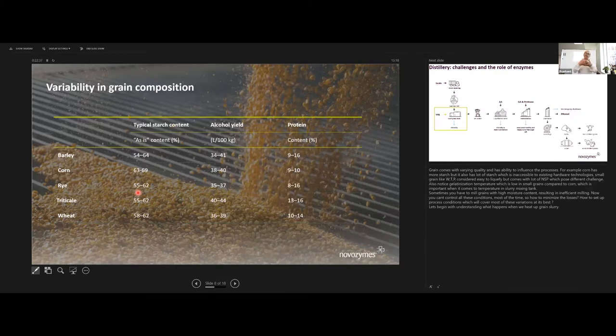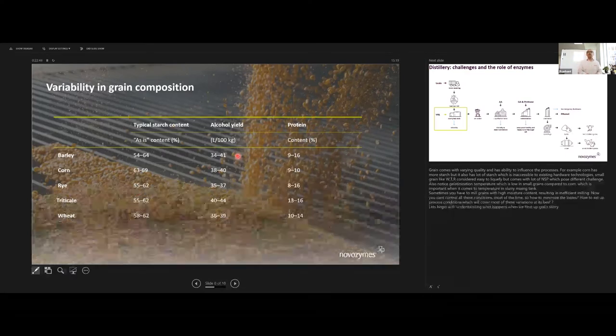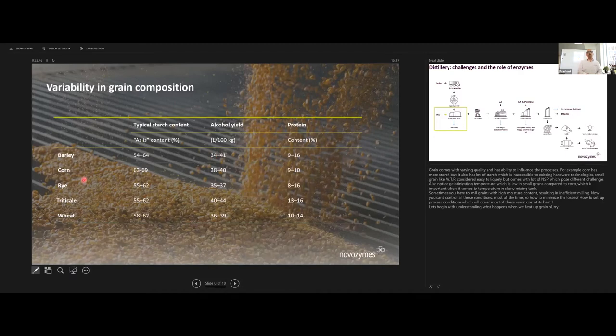Now, if you are using mixed grain, then of course you have to think about how much ethanol you will make. That's why I put some typical yield numbers here. One ton, or 100 kilo, of corn typically makes around 40 liters of ethanol, whereas others are around 35.